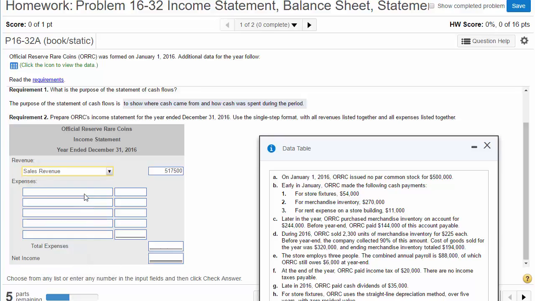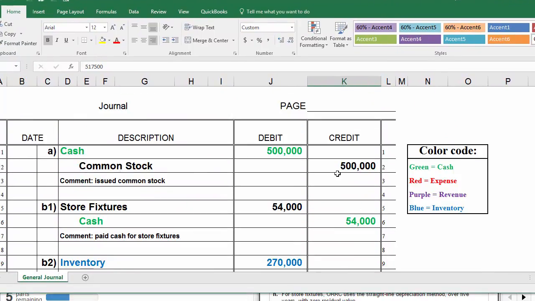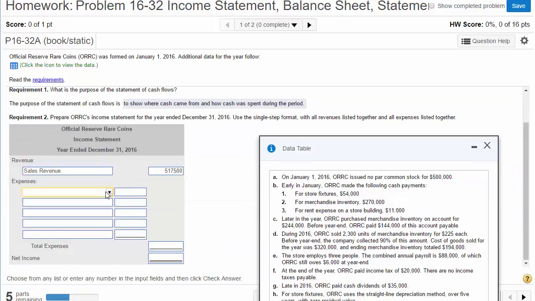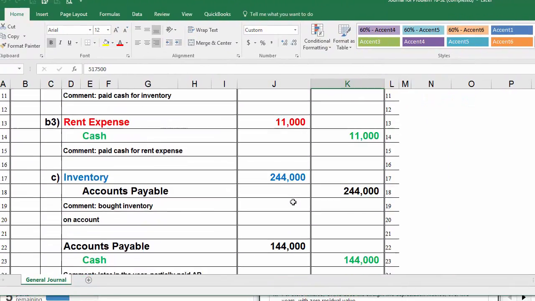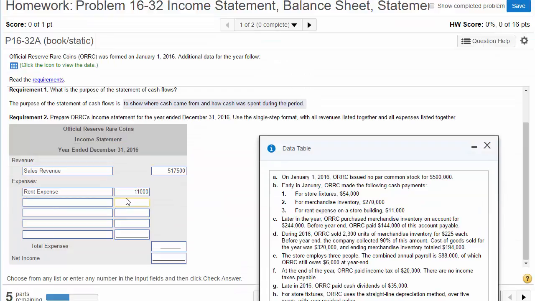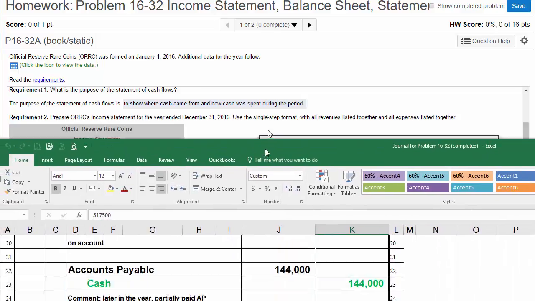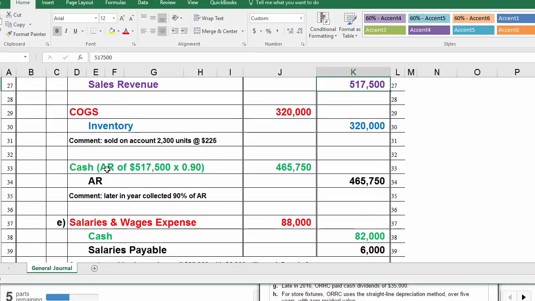Sales revenue. And now we need to go through our transactions and find the expenses. If you remember right, I've done expenses in red, so we're going to look for red. Scrolling down, we've got rent expense, $11,000. After rent expense, we've got cost of goods sold, $320,000. Looking for more expenses. Yeah, so don't forget, COGS, cost of goods sold, is an expense.